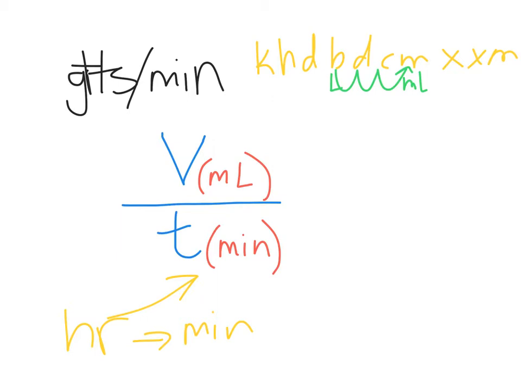So anytime you get hours and you need to convert that to minutes, we are simply going to multiply that by 60. So keep that in mind as we're doing these conversions.